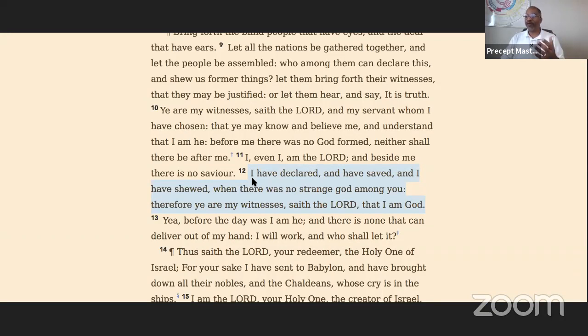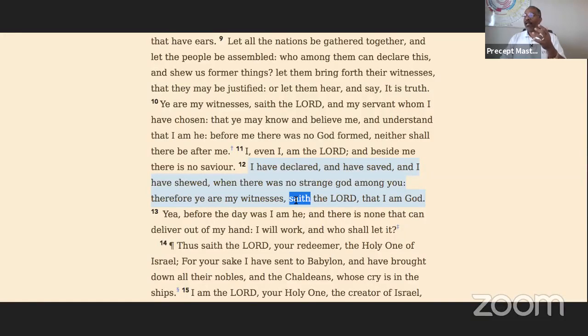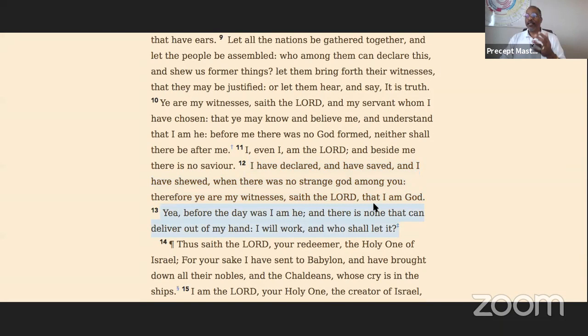Now, therefore, ye are my witnesses, saith the Lord. It says that I am God. Yea, before the day was, I am he, and there is none that can deliver out of my hand. I will work, and who shall let it? So he's telling you what's going on.